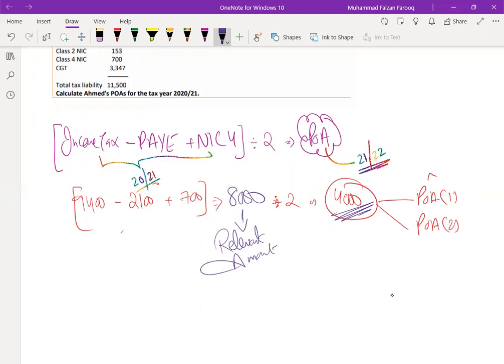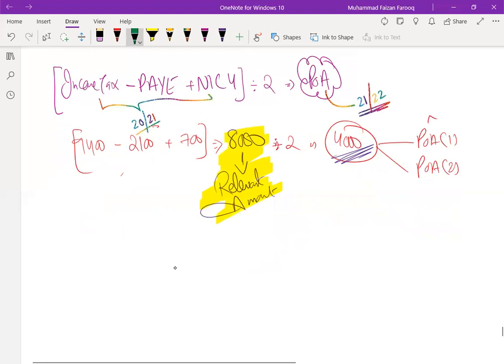Now, what is the use of this relevant amount? There is no use while we are calculating the POA amount, but the relevant amount is used when the examiner asks whether POA is required or not. Then you will see the relevant amount and compare it.